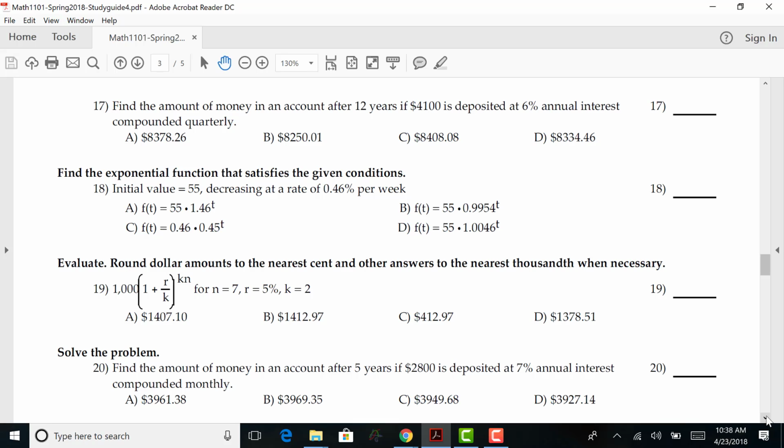Number 18, find the exponential function that satisfies the given condition. They just want you to write the function, write the equation. So how do I write this equation? What's my initial value? 55. So here's this other equation. I've got f of t is equal to 55. That's my initial value. What's happening? Decreasing. Decreasing by a rate of how much? 0.46. What do you think I should put in here?